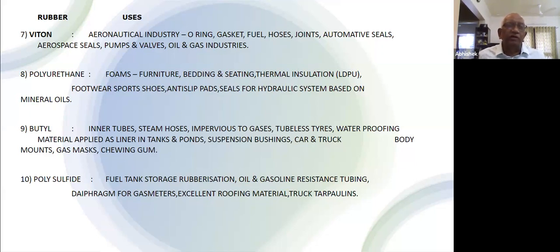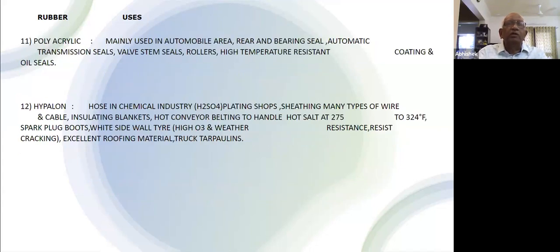Then the next is polysulfide. Polysulfide is basically used for oil and gasoline resistant tubing and diaphragms for gas meters. It acts as an excellent roofing material. Tarpaulins for trucks are also made from it. Then the polyacrylic rubber, which is basically acrylate, is mainly used in the automobile area for making seals, bearing seals, automatic transmission seals, valve stem seals, rollers, and high temperature resistant coatings.